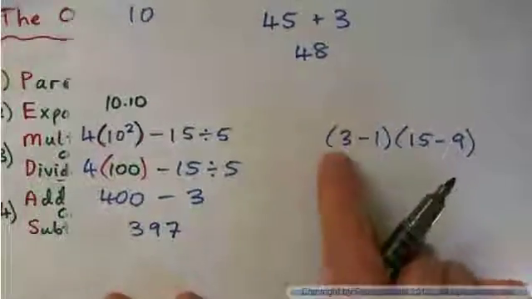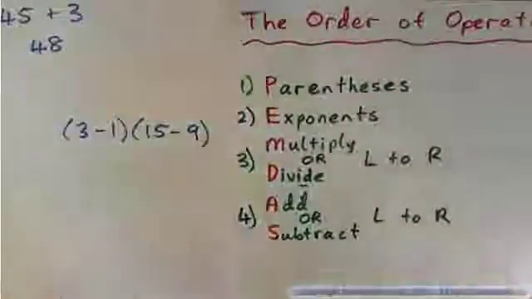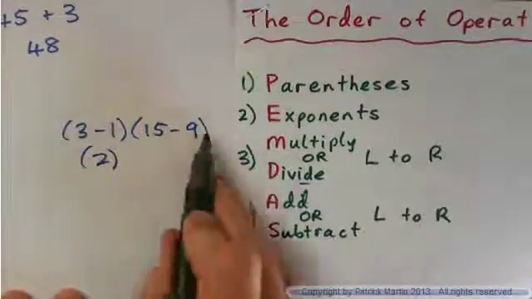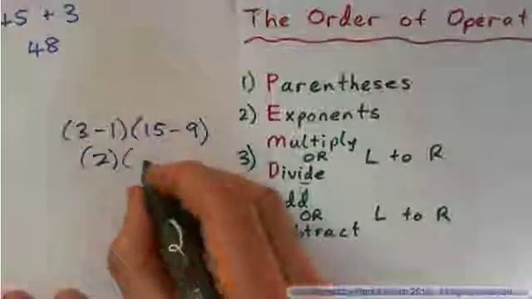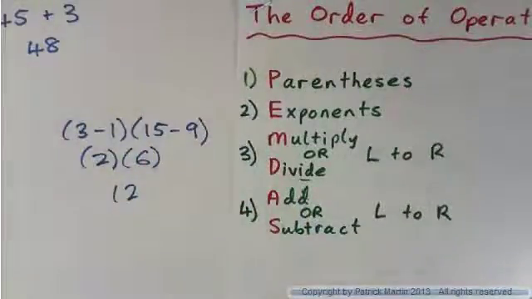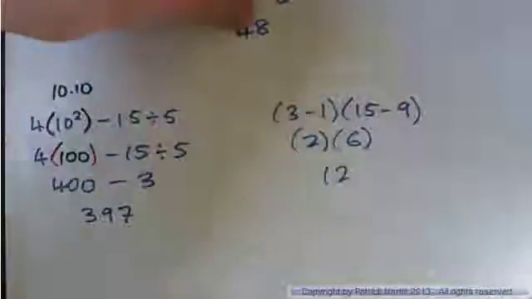Now we go from left to right and do parentheses. And yes, we have parentheses. 3 minus 1, that gives 2. 15 minus 9, we have to do that one next, that's 6. And then we just have 2 times 6, 12. Okay, so make sure you check your answers on those, fix them if you need to.